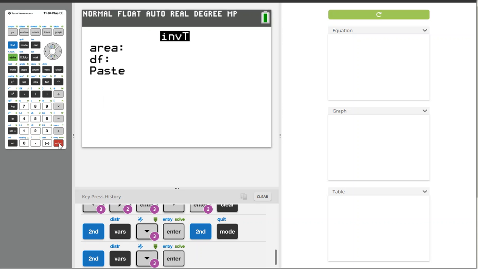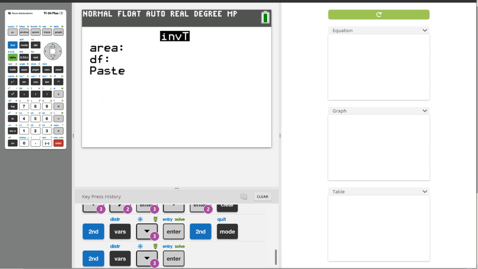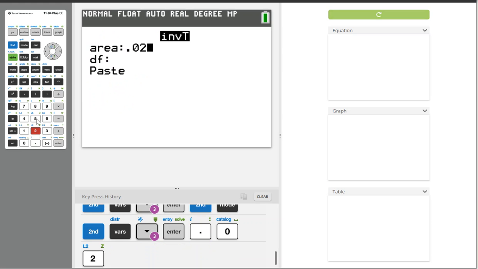And when I enter this menu, it's going to prompt me for an area. The area your calculator is going to recognize here is area to the left of a number. So your easiest option to use is area to the left of this negative critical value. So 2.5%. So what I'm going to do is put 2.5% in my calculator, but I need to put it in as a decimal, so 0.025.